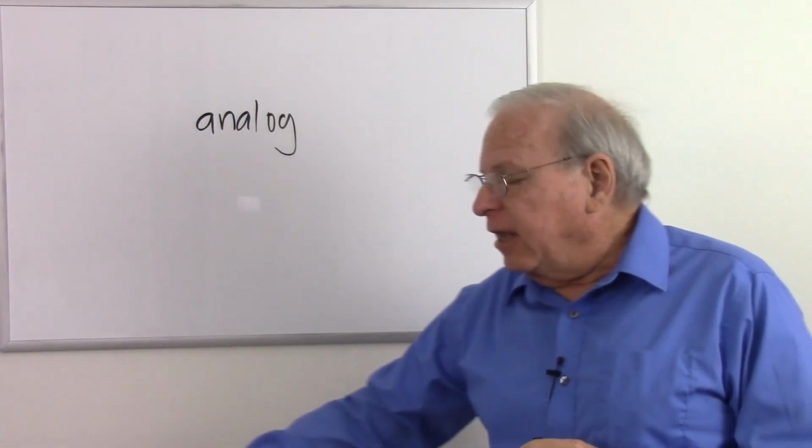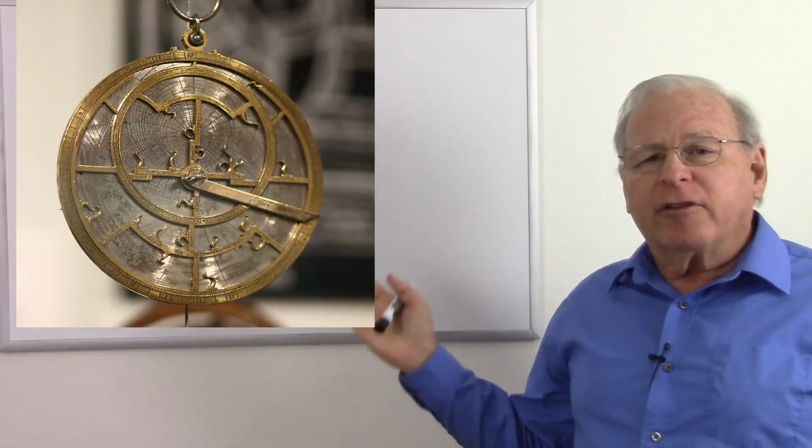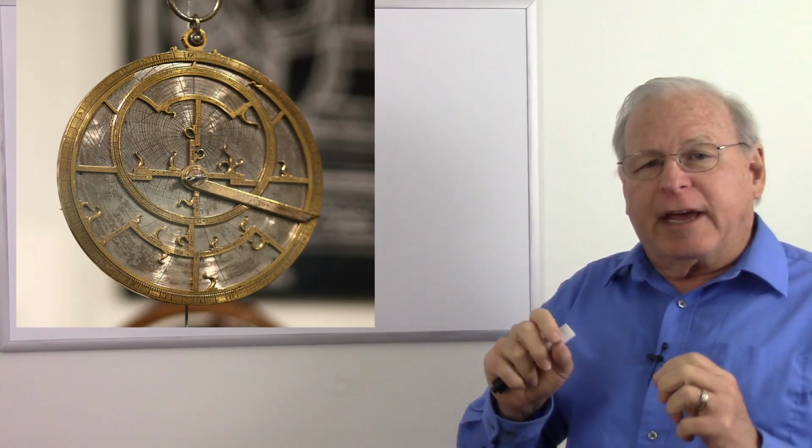A good example is perhaps one of the earliest analog computers, which is thousands of years old, called the astrolabe. So here's an astrolabe, which is a circular slide rule that has markings and pointers on it that you can move these rings and move these pointers and make predictions about astronomical objects.